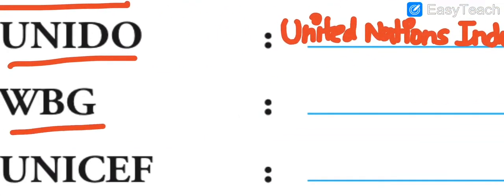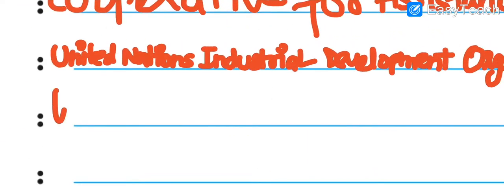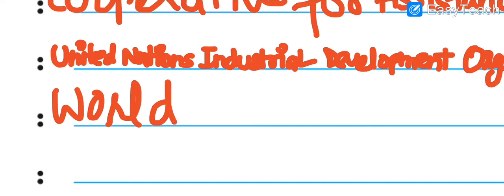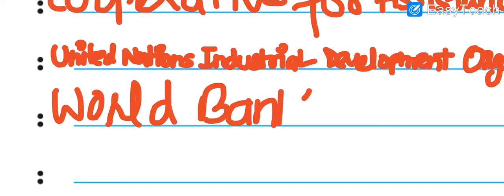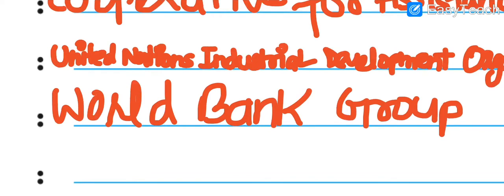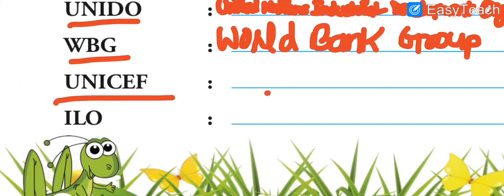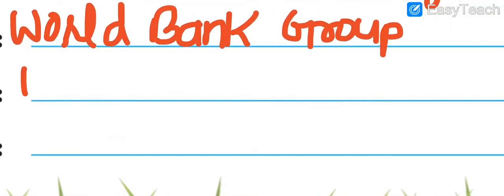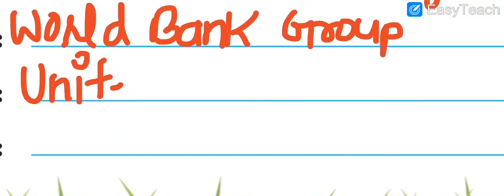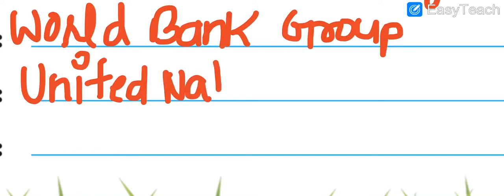Next we have WBG. WBG stands for the World Bank Group. Next we have UNICEF. UNICEF stands for, again UN is United Nations.